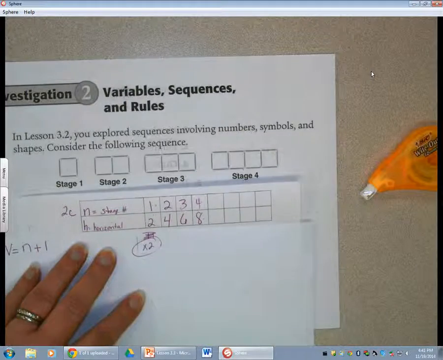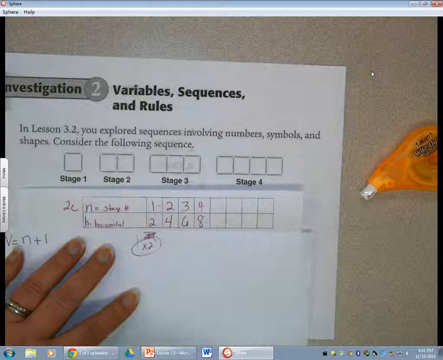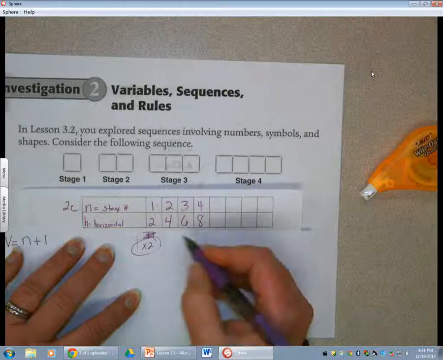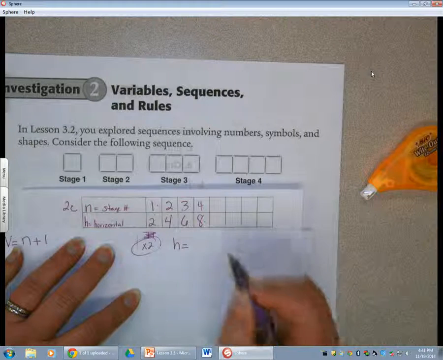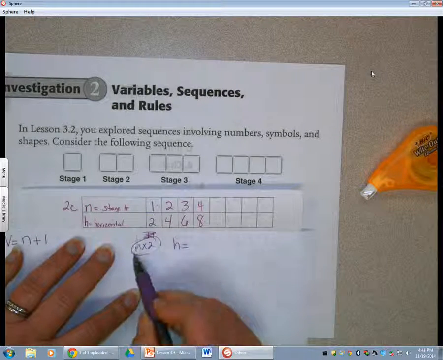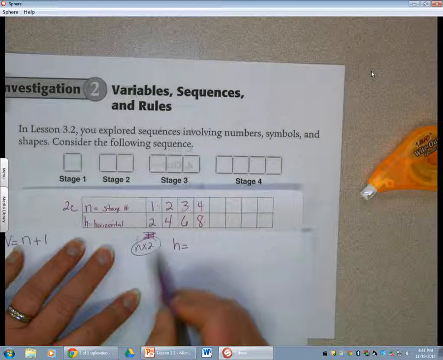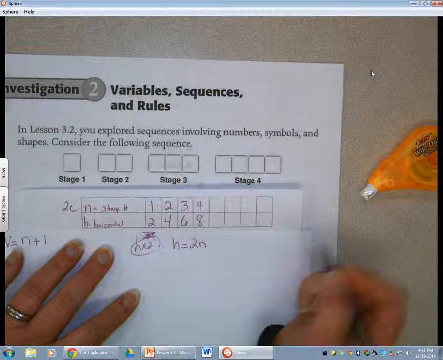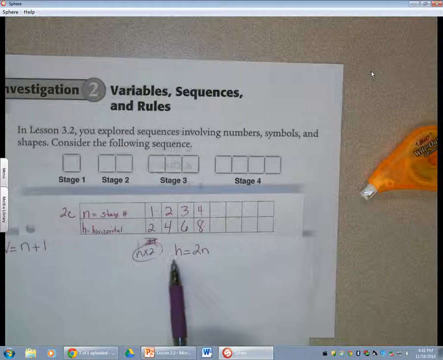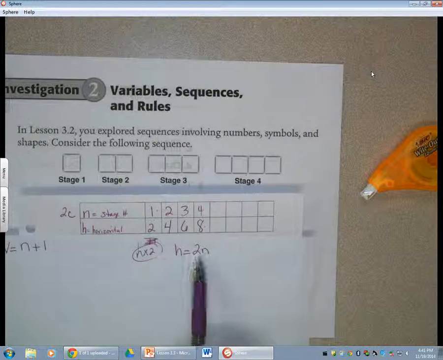So we found our rule, but again it needs to be written algebraically. So we're going to do H for horizontal toothpicks is equal to, and again, we don't want to write N times 2. That's not very algebraic. We want to put the number in front of the variable. So the number of horizontal toothpicks is equal to 2 times the stage number.